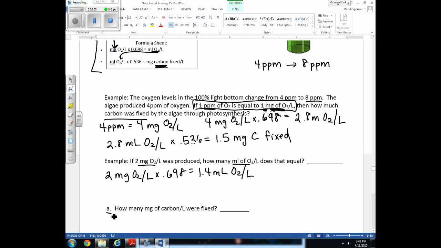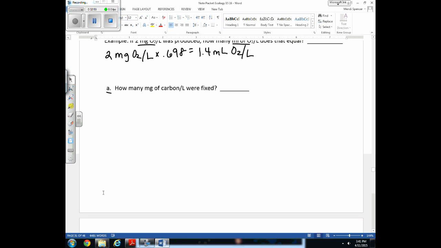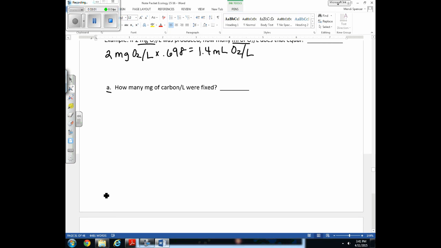And then A says, how many milligrams of carbon per liter were fixed? Which is just that second equation. So we're going to plug in the 1.4 milliliters of oxygen per liter. The equation says to multiply that by 0.536. So we can tell that there was 0.75 milligrams of carbon fixed during those 24 hours.